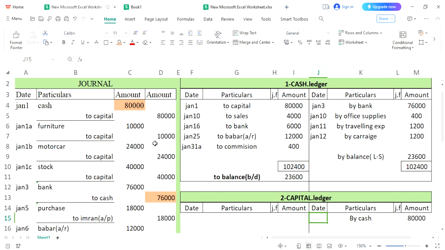Now it's time to see the date. This was the 80,000 you have posted. The date for this entry is January 1.